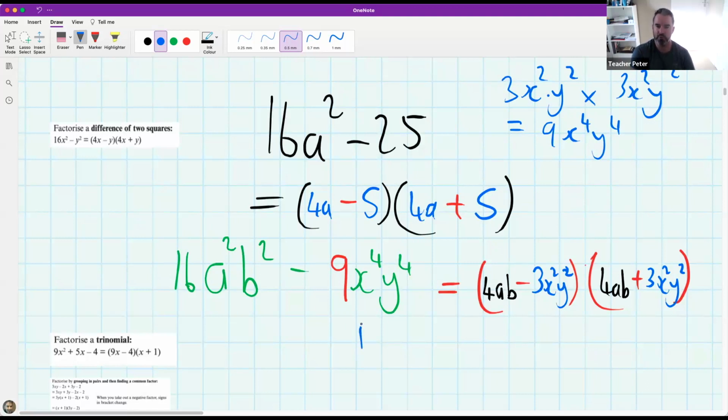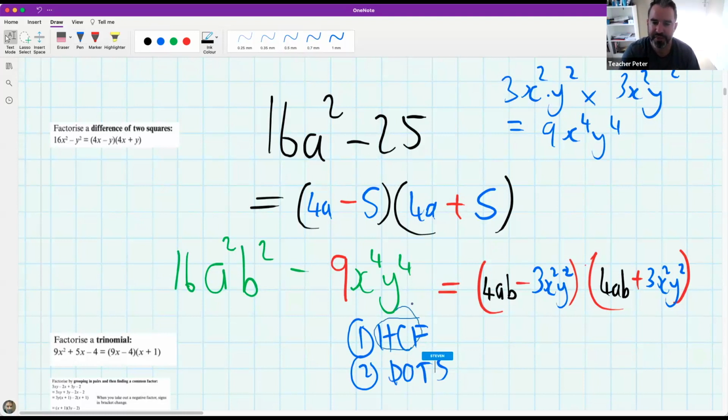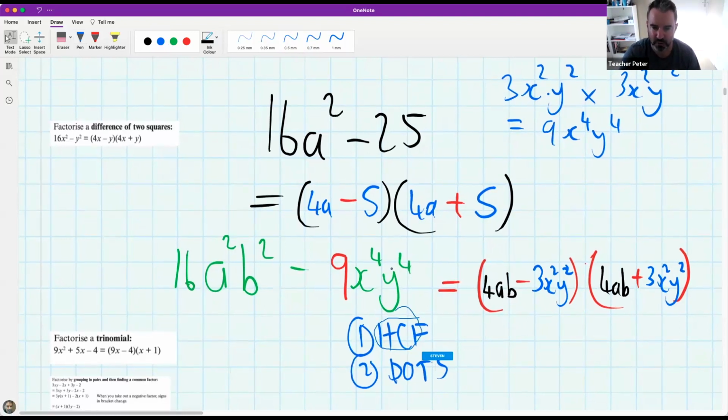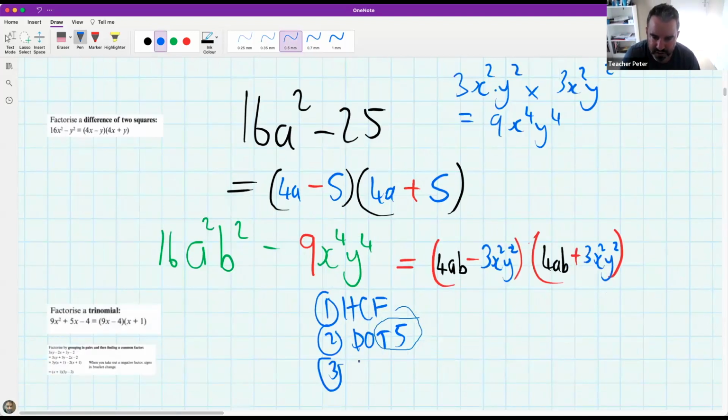So in going over our factorizing, we have the highest common factor. We always check that first. Then we look for the difference of two squares, which we call dots. That's the shorthand name. The third method for factorizing is factorizing trinomials. So I just say try like that. So let's look at an example like that.